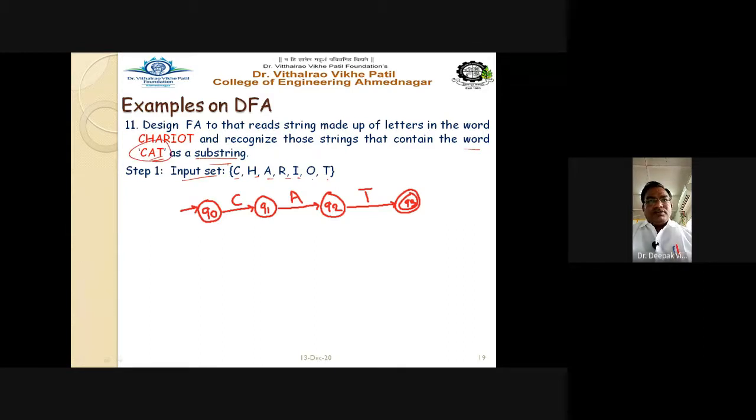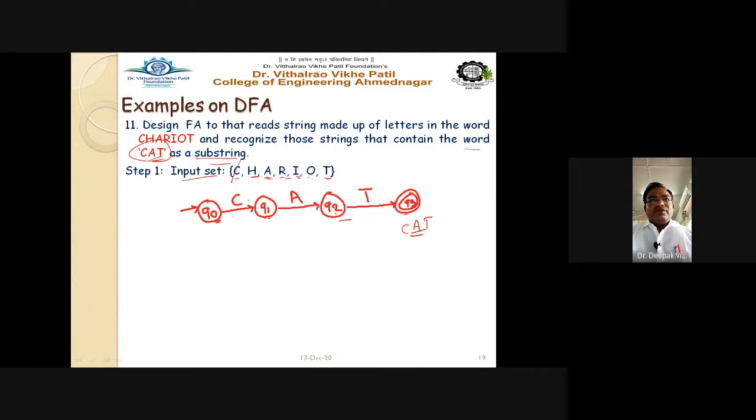Just start drawing straight away. Draw the CAT: Q0 on C goes to Q1, Q1 on A goes to Q2, Q2 on T goes to Q3. So you will get CAT as a substring. And what is step 2? In step 2, you draw whatever the remaining transitions are. For Q0, how many inputs are there? C is already done. You have to draw for HARIOT.